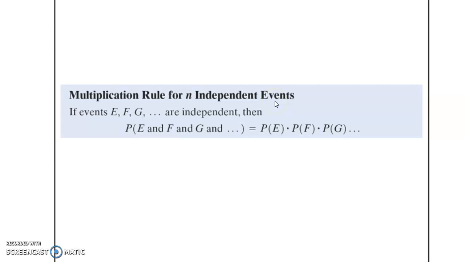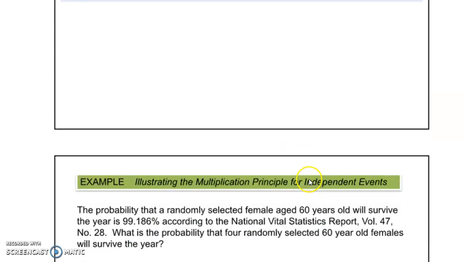Moving on to the next slide here, the multiplication rule extends for independent events. For example, if we're trying to figure out the probability of multiple events happening, E, F, G, H, I, whatever, are independent, then we can multiply all of their individual probabilities together to calculate the probability of all of them happening at the same time.